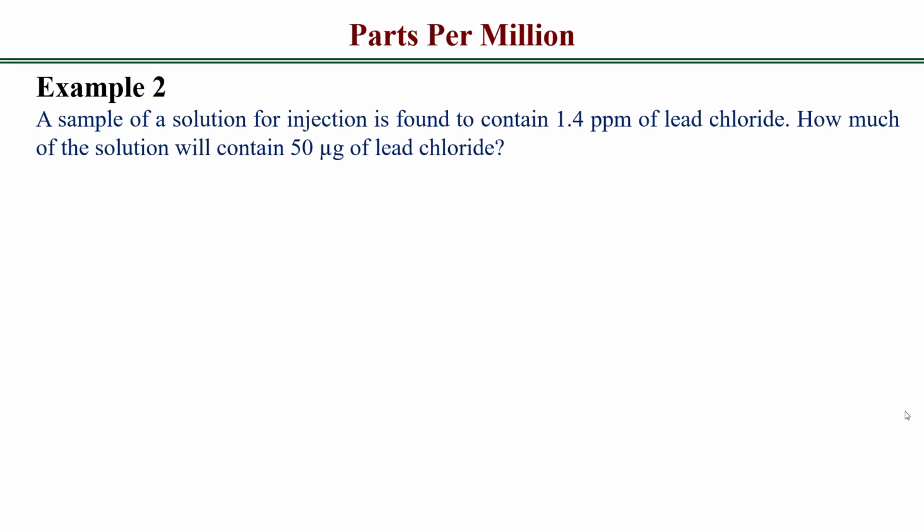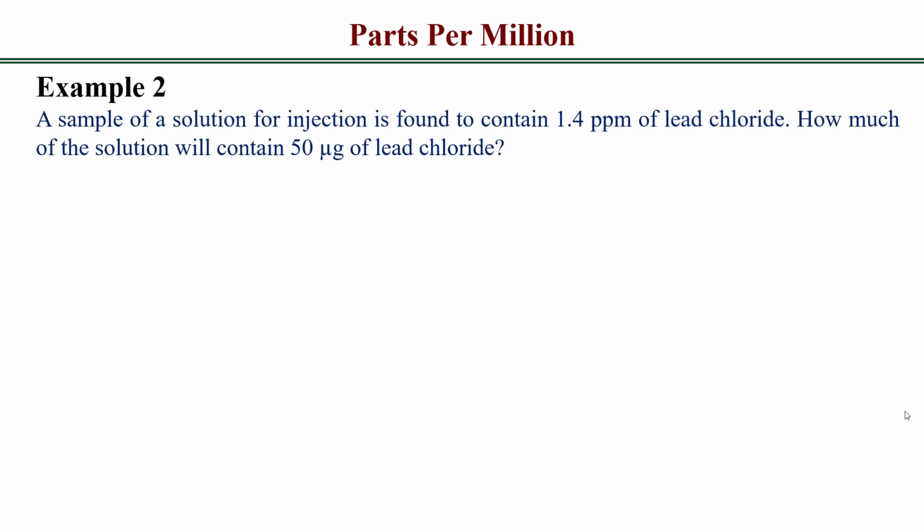This question says a sample of a solution for injection is found to contain 1.4 ppm of lead chloride. How much of the solution will contain 50 micrograms of lead chloride? So if we were to analyze the question, what we've been given is the concentration of lead chloride in ppm, parts per million. We know that we have 50 micrograms of lead chloride, and we want to determine the total volume of preparation that would allow us to make.